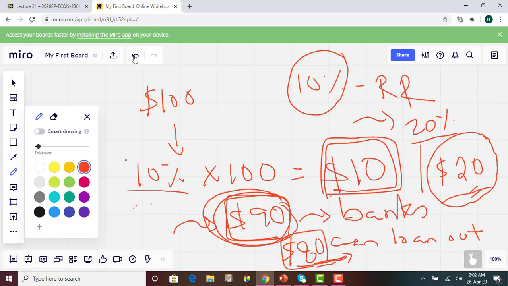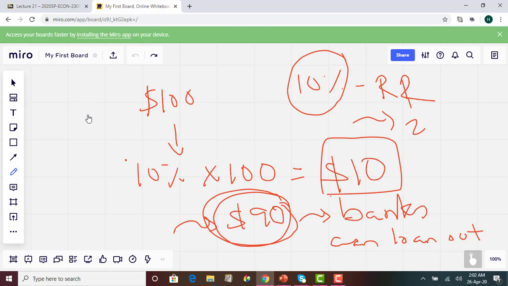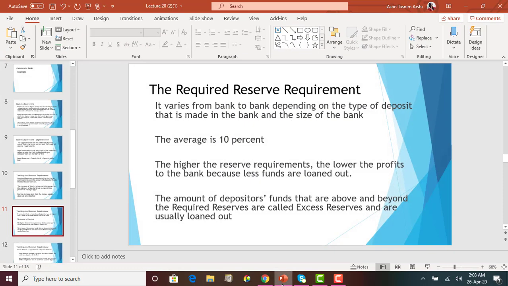So make sure you understand what excess reserve means. It's basically anything above the required reserve, and we have to know these terms. These are very important. We have to understand what legal reserve means, what excess reserve means, and what required reserve means, as it will be used to understand how the money supply increases when we make a deposit. Okay, so moving on to the next slide.